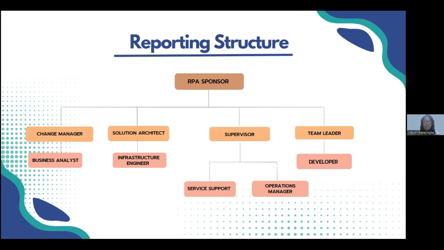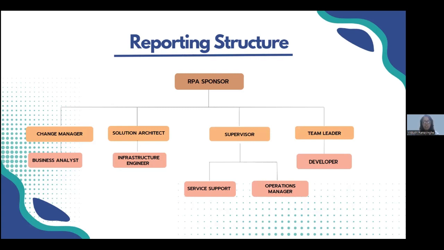The team leader will be accountable for the Center of Excellence overall strategy and direction. The business analyst will evaluate the current business procedures, and they will record requirements, and also they will bridge the technical team and the business stakeholders. The infrastructure engineer will ensure the availability of the RPA infrastructure. They will provide technical assistance and also support the system integration.